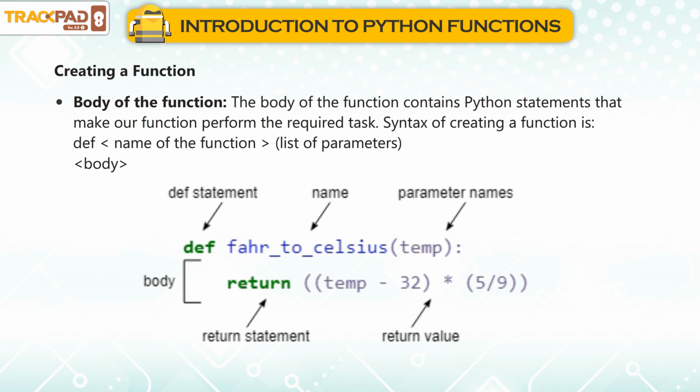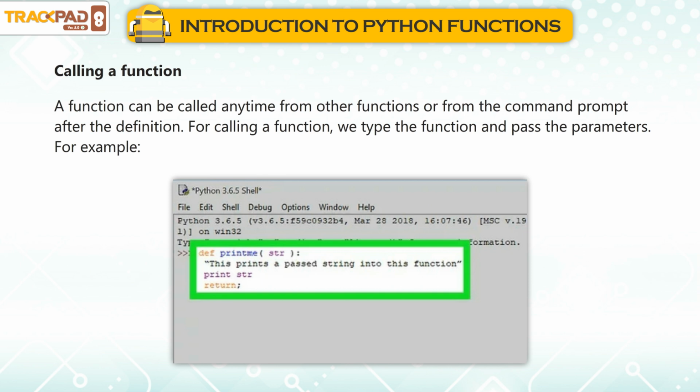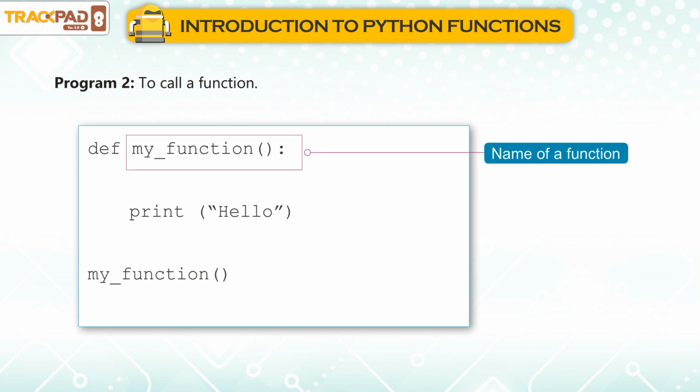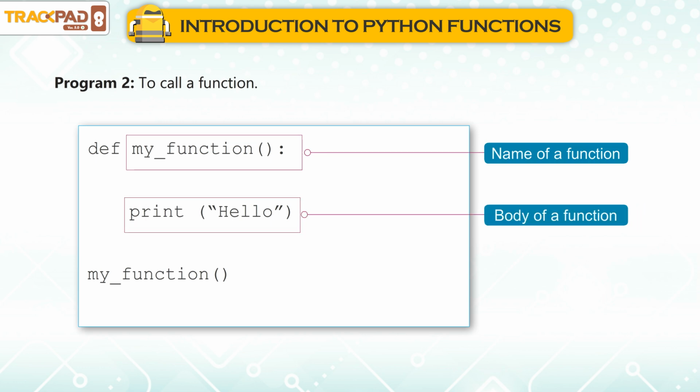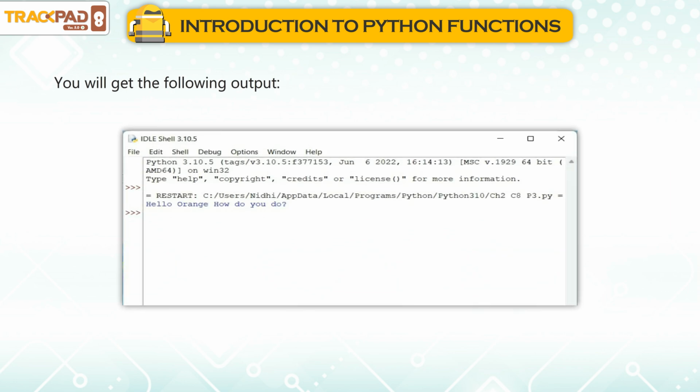Syntax of creating a function. Calling a function. A function can be called anytime from other functions or from the command prompt after the definition. For calling a function, we type the function name and pass the parameters. For example, Program 2, to call a function. Name of function, body of function, function call. Program 3, to print a string by calling a function. You will get the following output.